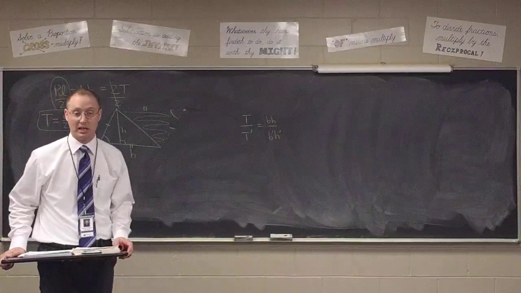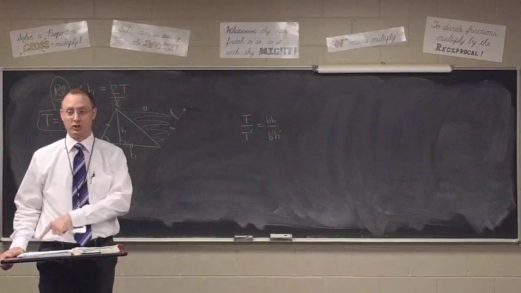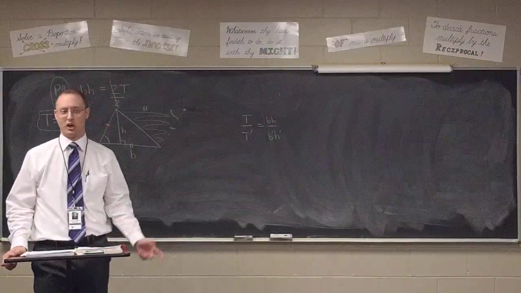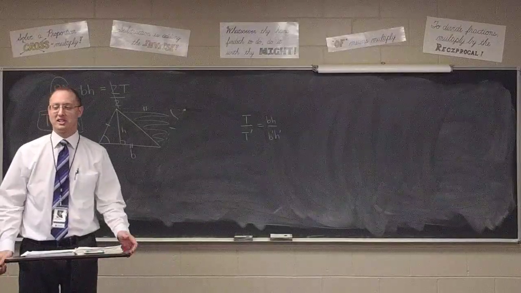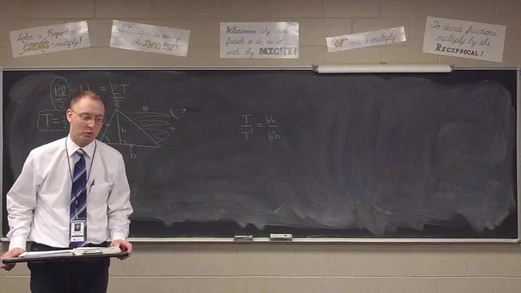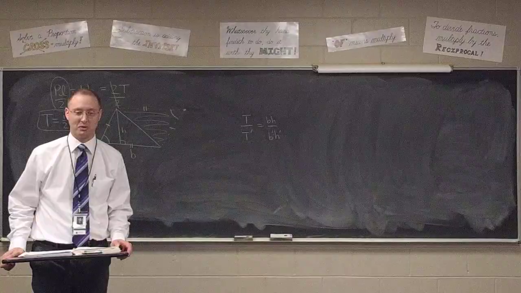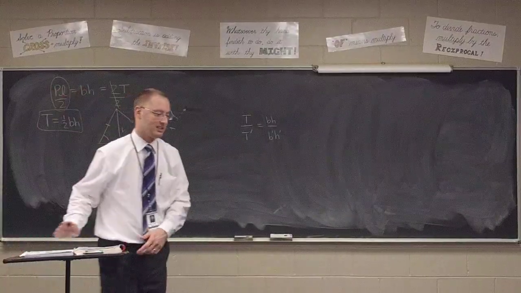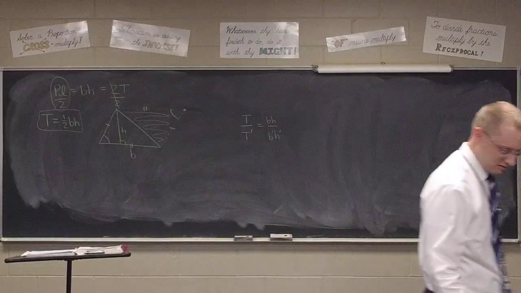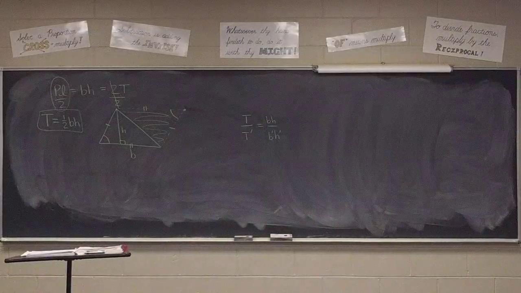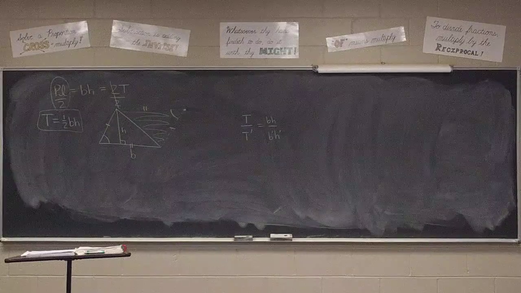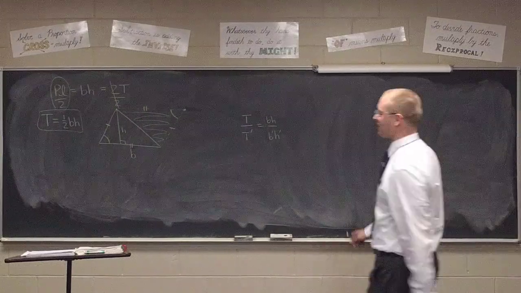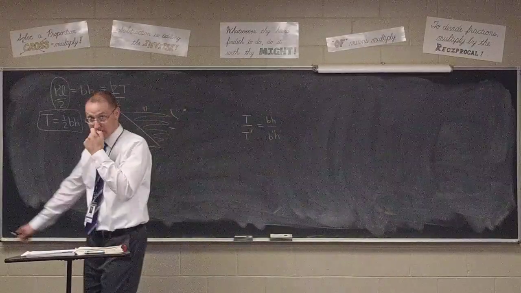Corollary 70-3, two triangles having equal altitudes are to each other as their bases. You saw that coming, didn't you? I forgot which order I went in. Yeah, 70-2 is if they have equal bases, they are to each other as their altitudes. So corollary 70-3, having equal altitudes, they are to each other as their bases.